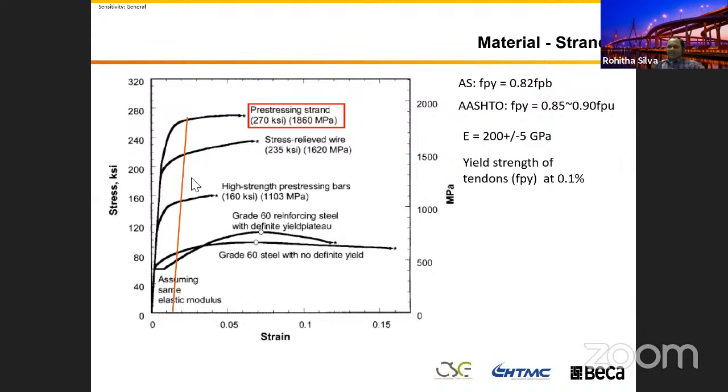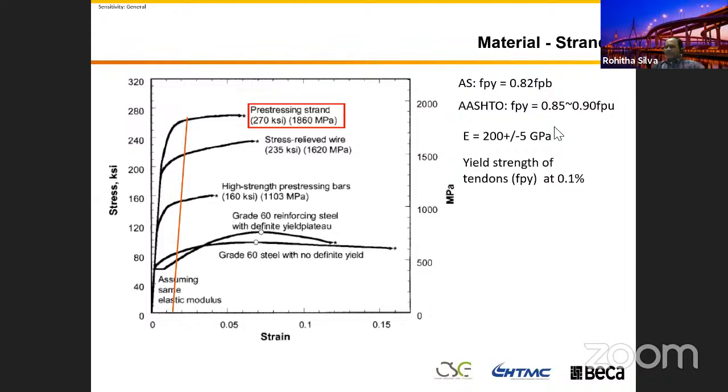And normally you can see this line I drew here, this is where we are working when we are doing the designs. And for the design parameters, when we were working with the strand, we always talk about the breaking point, and then we define the yield strength based on the proof stress or the 0.1% strain. We define what is the yield strength.